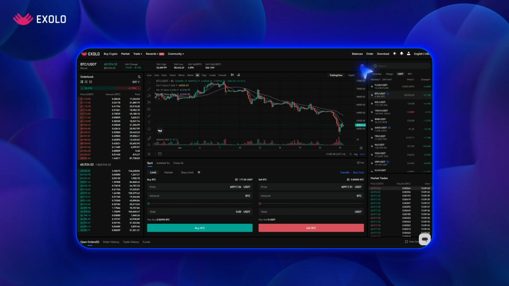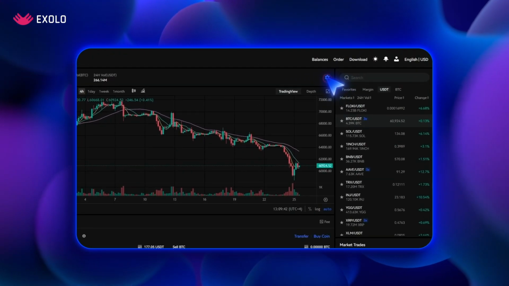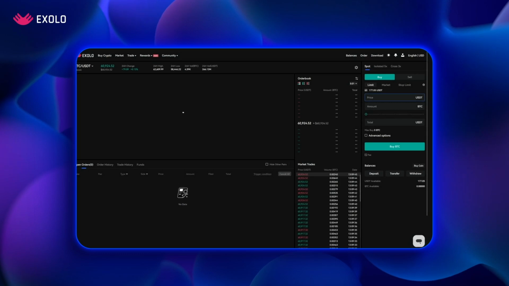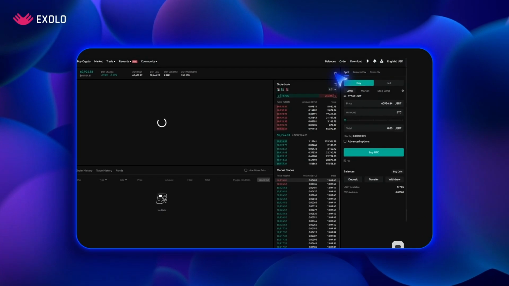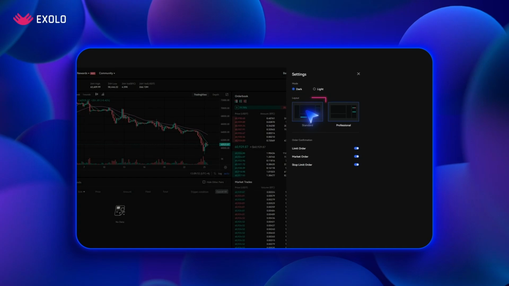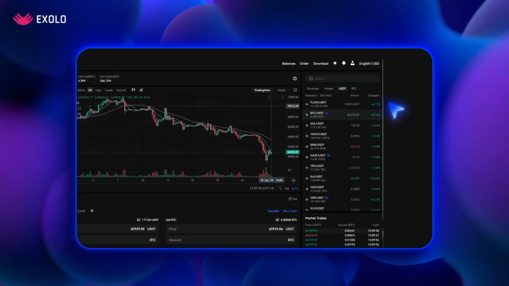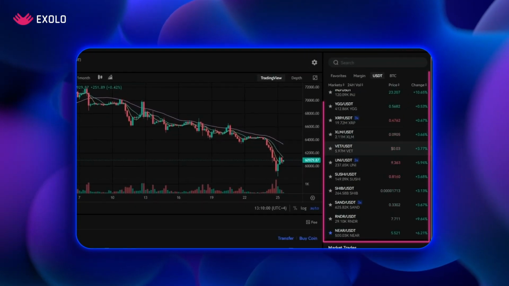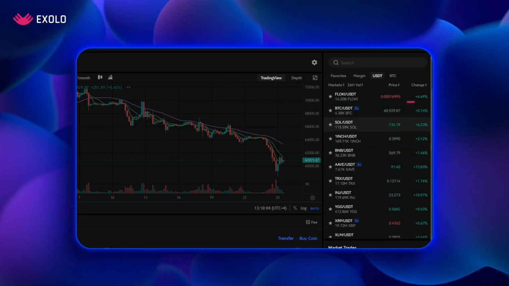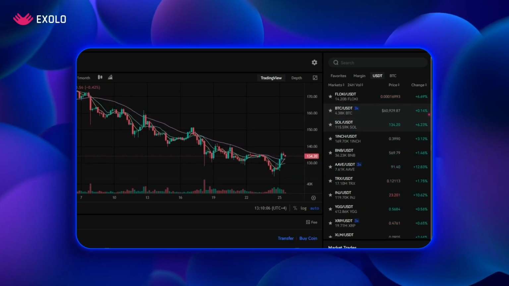Exploring the EXOLO spot trading interface. Trading layouts. EXOLO offers two trading layouts, standard and professional. You can switch between these layouts based on your preference and trading experience. Let's continue on the standard mode. Available pairs. On the right side of the interface, you will see a list of available trading pairs. You can select the pair you wish to trade from this list.